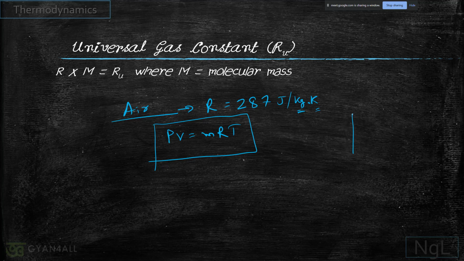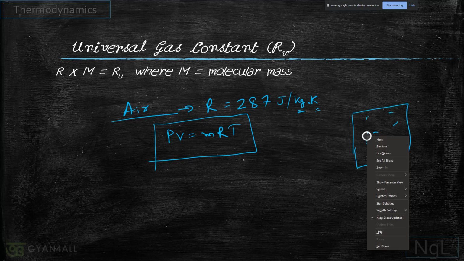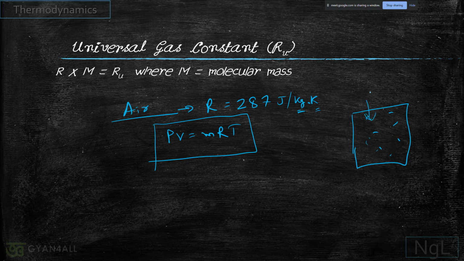A particular mass of air, say the air pressure is 50 Newton per meter square and volume is 1 meter cube and temperature is say 47 degree centigrade. Now what is the mass of this air? How do we find it?